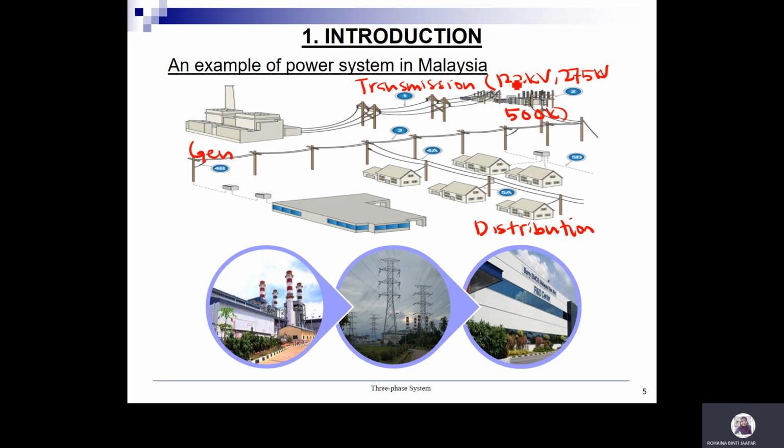So for example, from 132, it will step down here to 33 kV. So the distribution level voltage is 33 kV, and then it will step down to 240 or 415 volt, depending on single phase or three phase. So this is the real picture for generation, transmission, and then distribution.